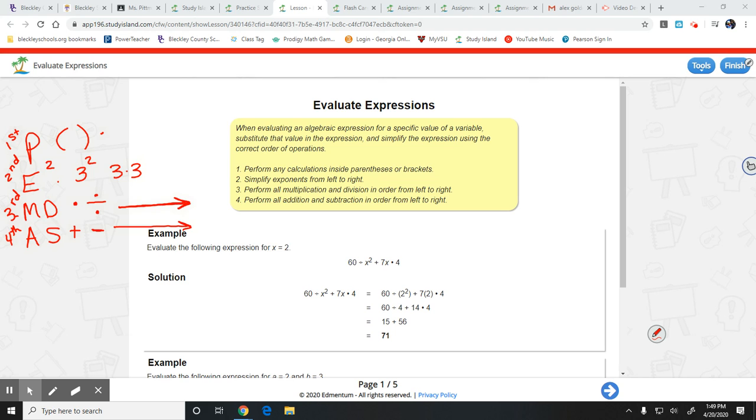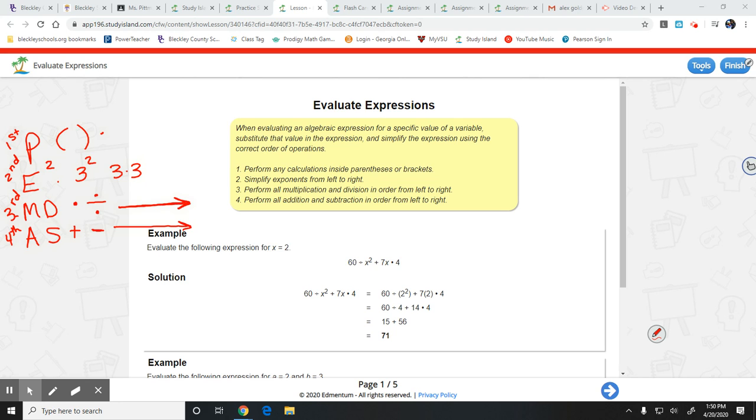Study Island here breaks these 4 steps down for us as well. The first one is to perform any calculations inside the parentheses or brackets. Step 2, simplify exponents from left to right. Notice it's always going to be from left to right. Step 3, perform all multiplication and division in order from left to right. What happens if division comes first? You do the division first. You're working it from left to right. And the fourth and final step is perform all addition and subtraction in order from left to right. So it just depends on which one comes first.